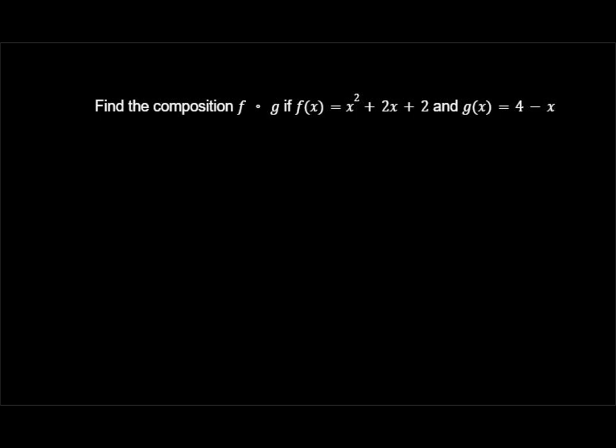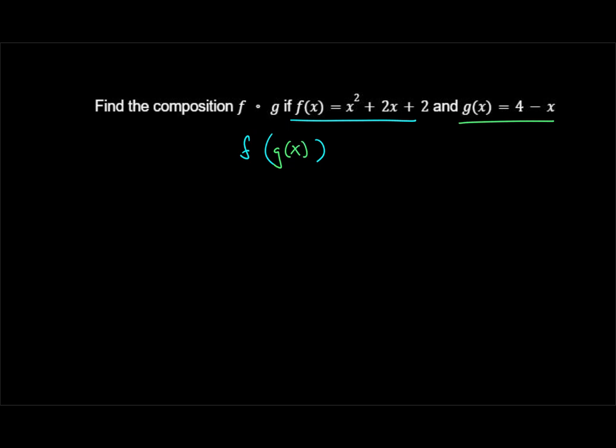Okay, so here we have another composition of f with g. We have f of x being x squared plus 2x plus 2, and g of x being 4 minus x. So f of x is once again the outside function. I'm going to color code that in blue, while the green will be for g of x. F of x comes first in the f open dot g, so f parentheses, and g is going to be plugged inside.